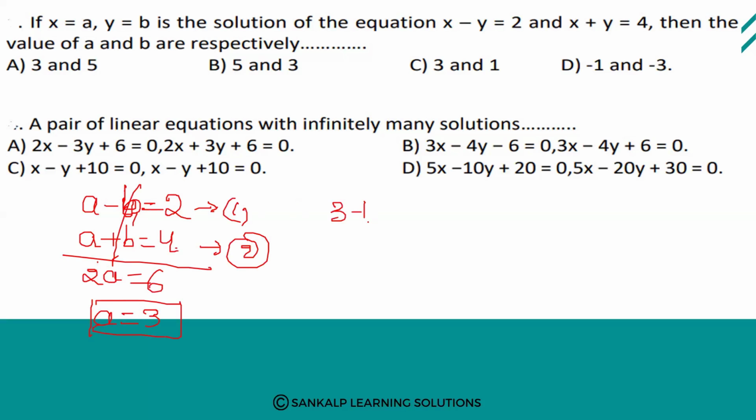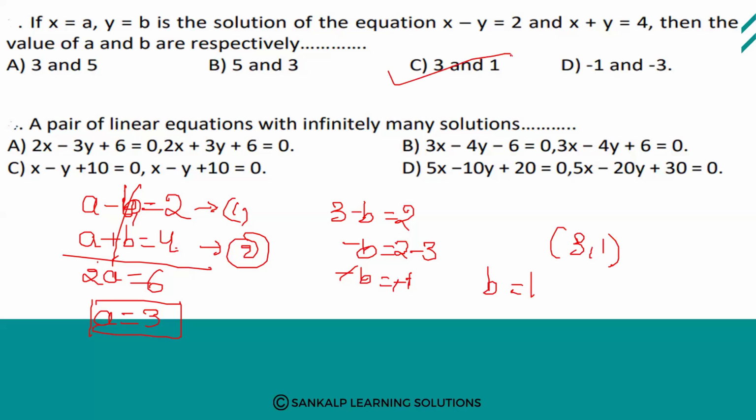So 3 minus B is equal to 2. Again, minus B is equal to 2 minus 3, so minus B is equal to minus 1. Minus and minus will get cancelled, so B is equal to 1. That means you will have (3, 1). Which option is right here? Option C is right.